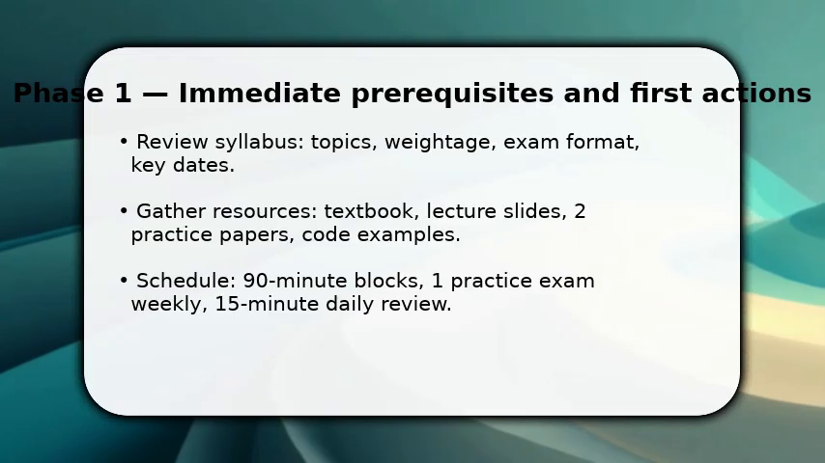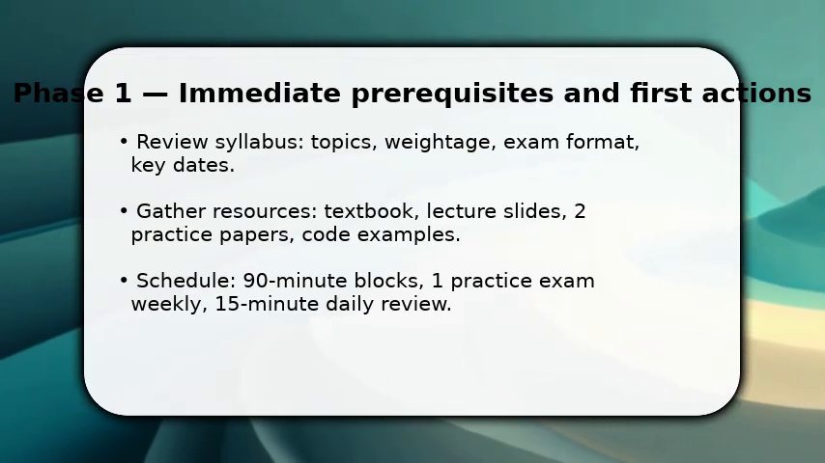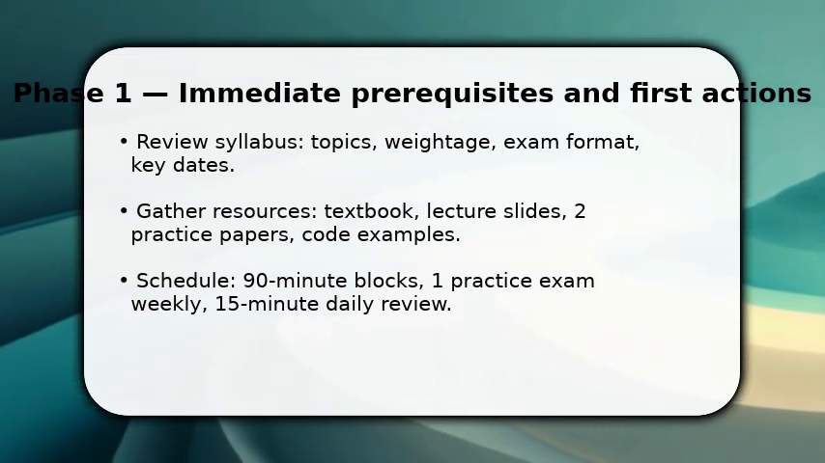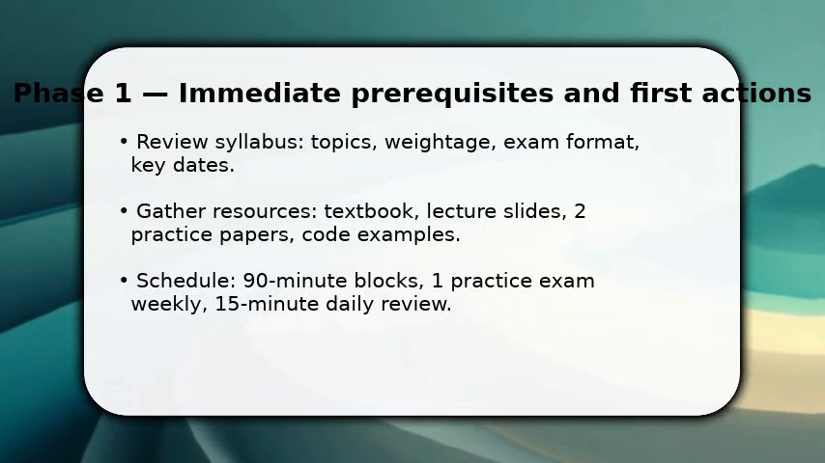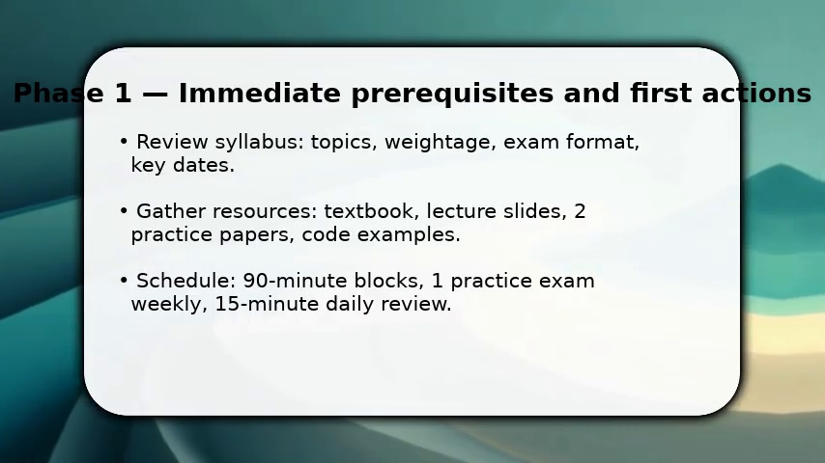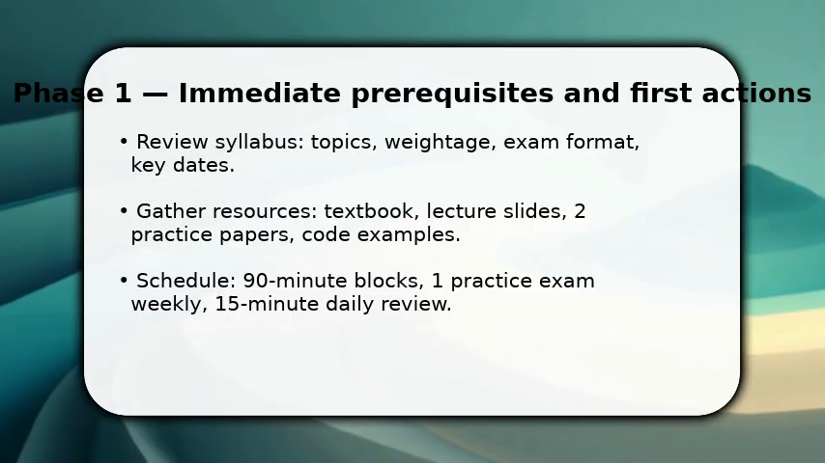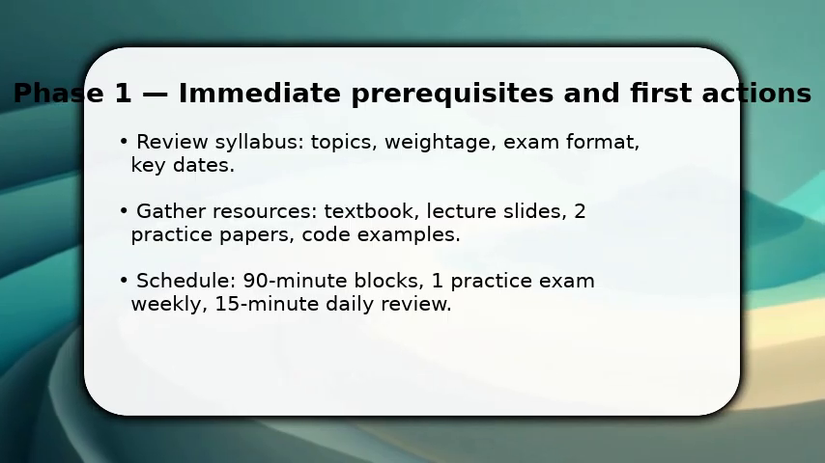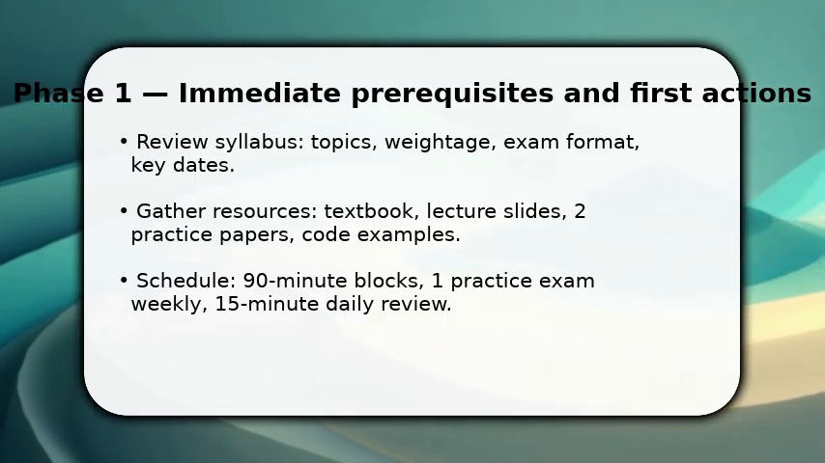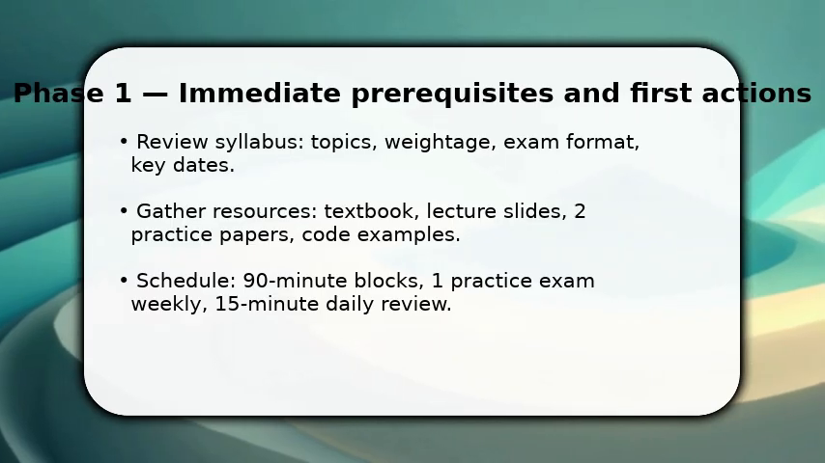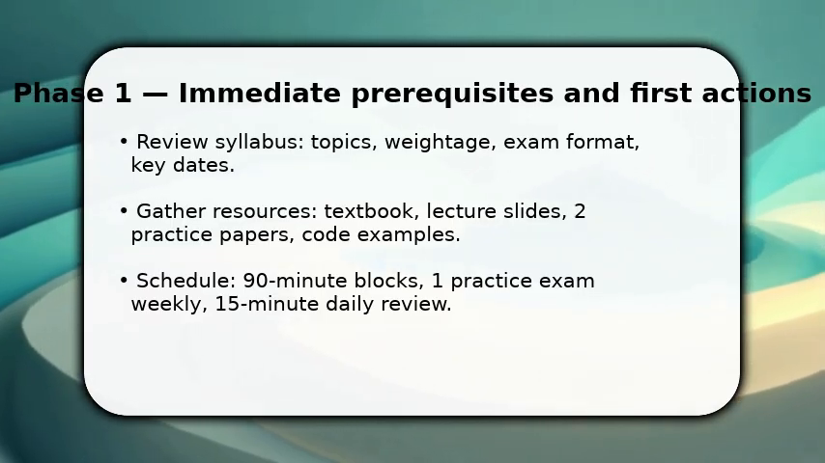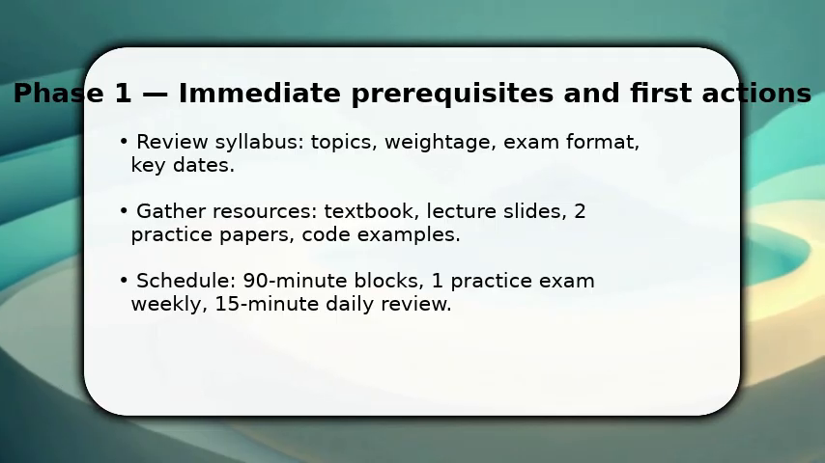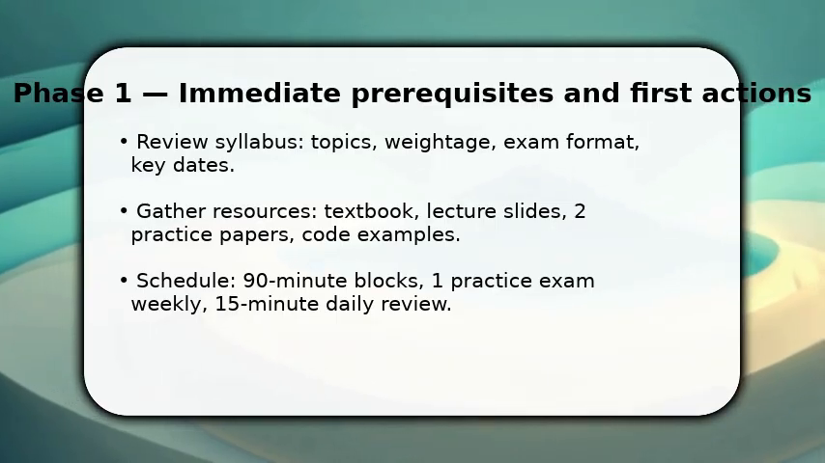You begin by confirming prerequisites and immediate actions. Open the syllabus and mark topics by weight so you focus where points matter most. Next, collect the textbook, lecture slides, 2 solid practice papers, and runnable code examples so you can both read and do. Once done, set a weekly schedule with 90-minute study blocks and 1 timed practice exam per week. This creates rhythm and measures progress so you avoid last-minute cramming.